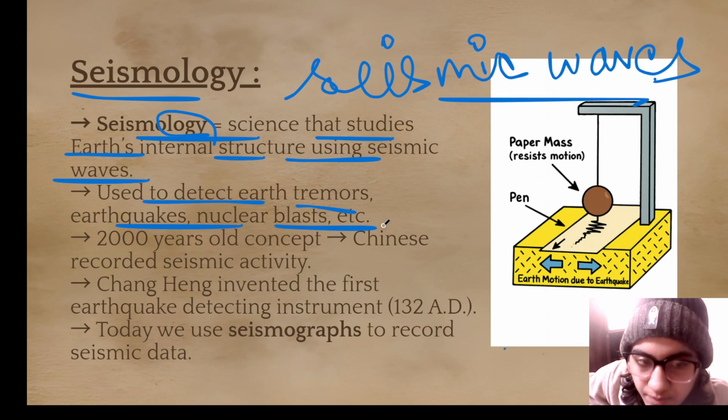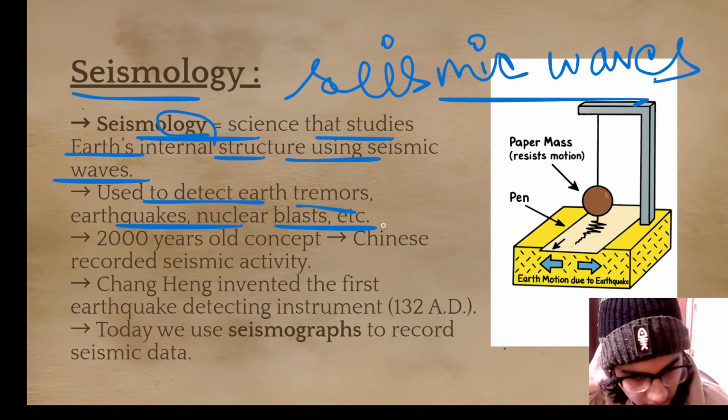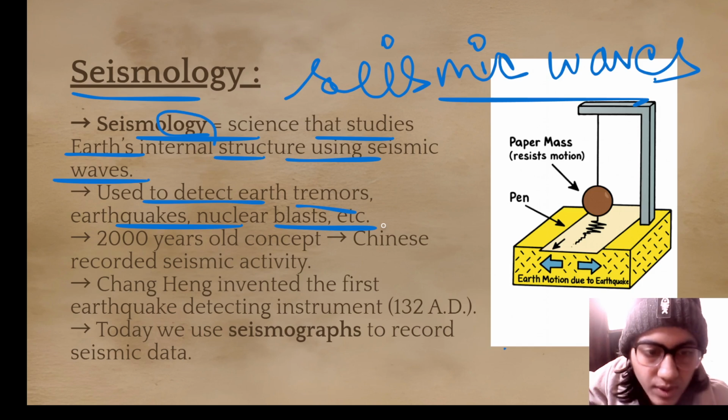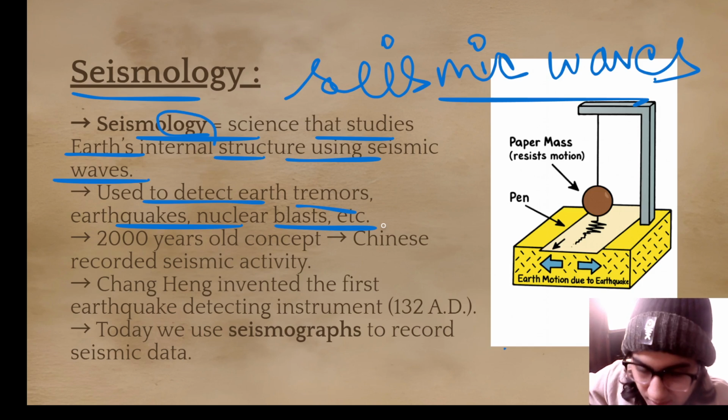So here are some use cases of this seismology. It helps us to detect earth tremors, earthquakes, nuclear blasts, etc. These earth tremors and earthquakes help us to study the Earth's internal structure. How? I will explain you a little later.